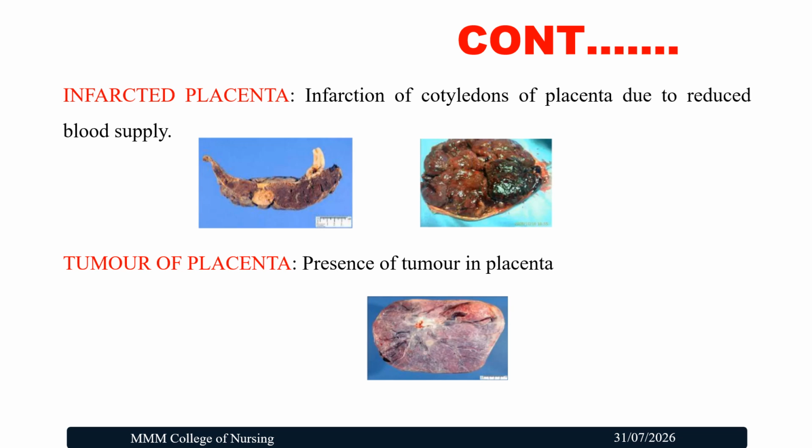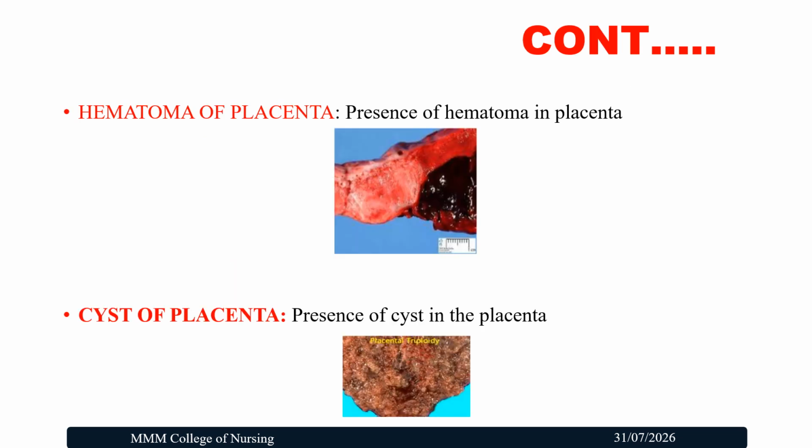Next, the presence of a tumor in the placenta. Hematoma of placenta is a collection of blood which may lead to the presence of a big hematoma in the placenta. Next type is a cyst of placenta, which is the presence of a cyst in the placenta.